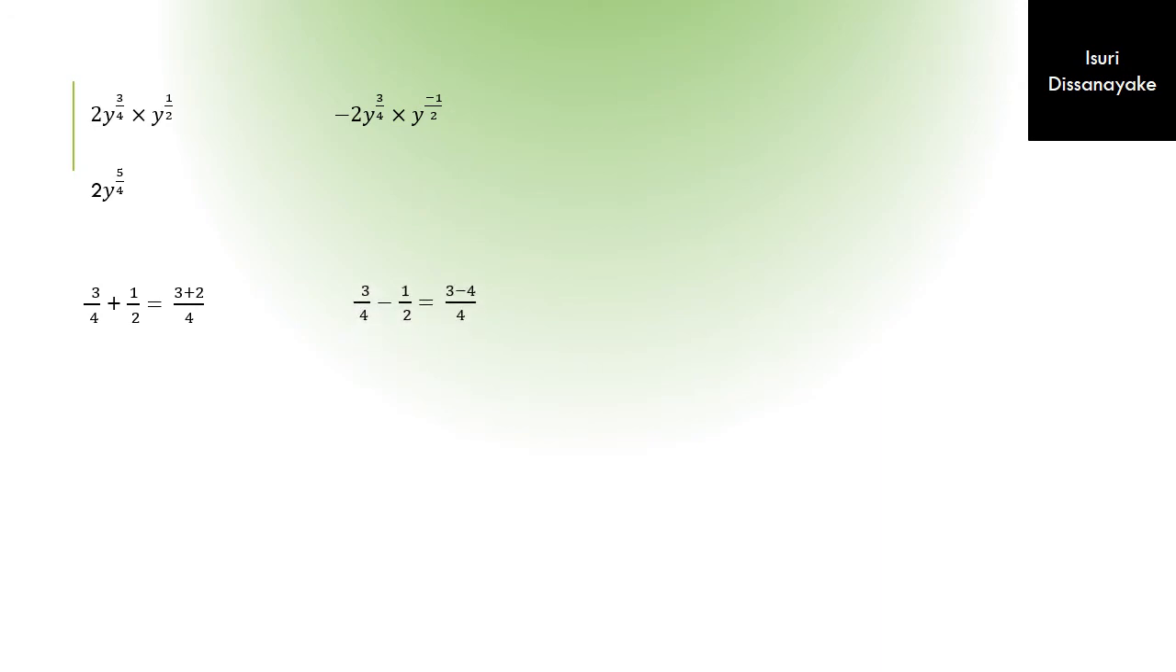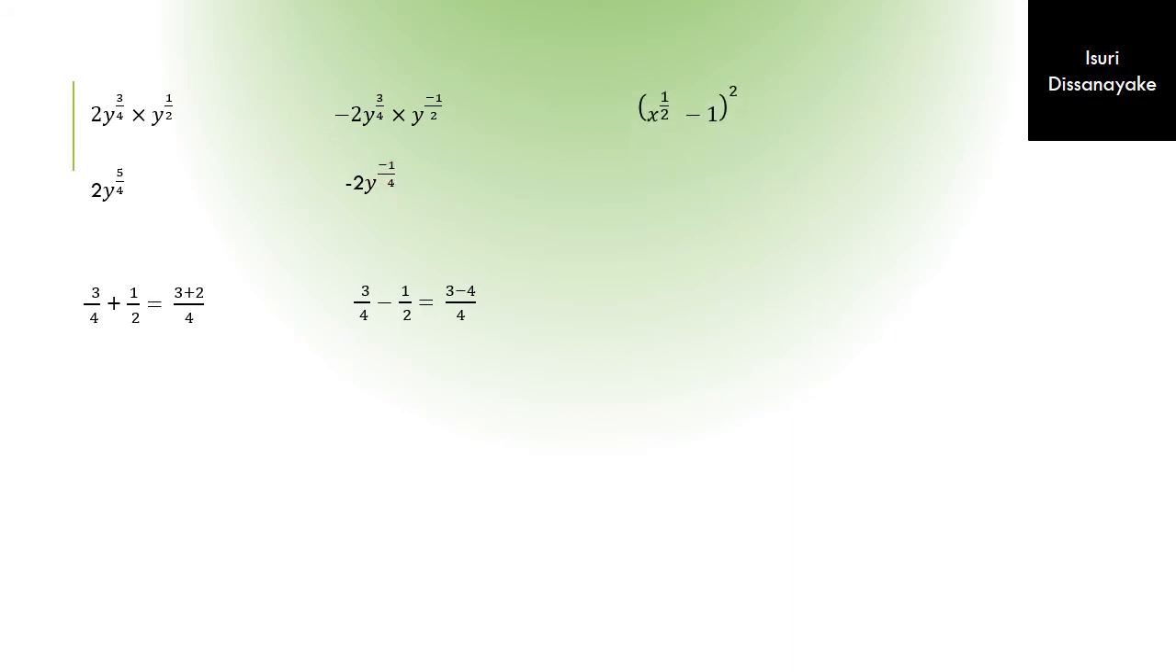Nextly, again when we multiply, we add the powers. So we add 3 over 4, we add it to minus half. When you add it, your answer is actually again minus 1 over 4. So minus 2 into 1, it is minus 2. Minus 2 y to the power minus 4. So I have simplified the indices at the bottom here. And this is how I have got the answer.